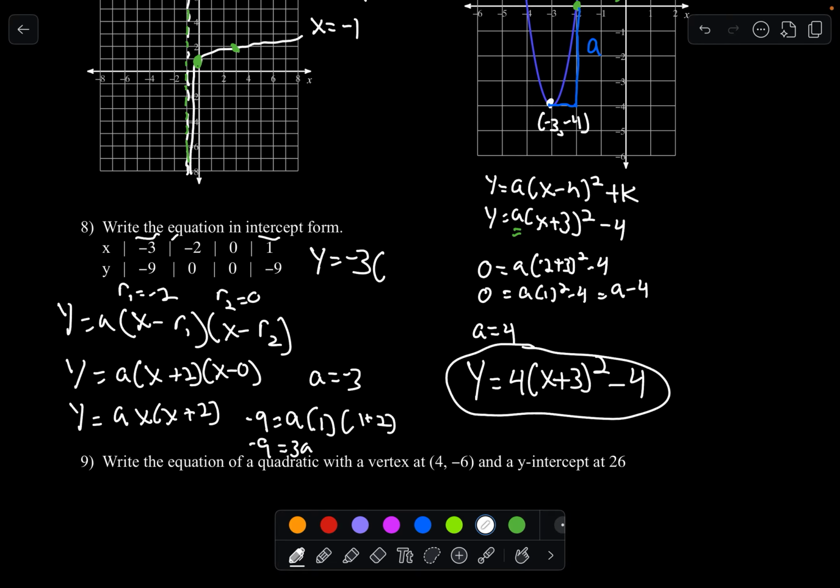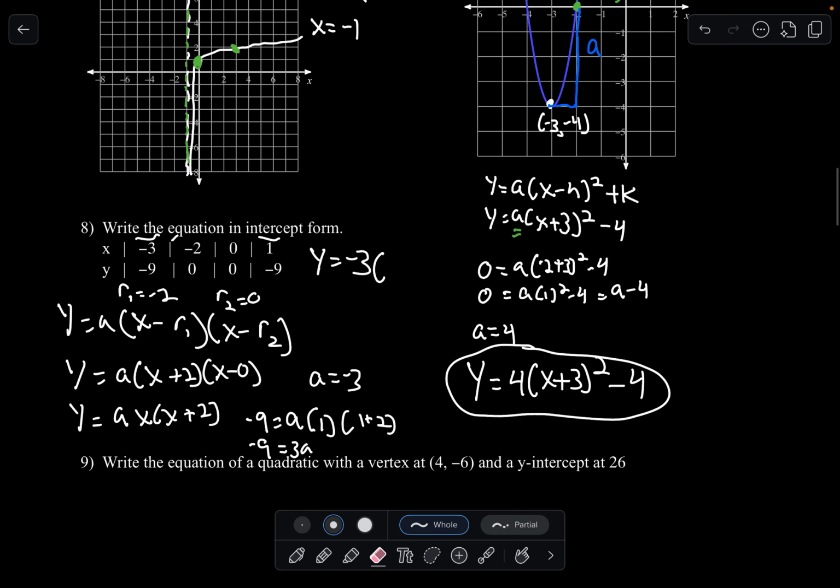Once we have a equals -3, we can write the equation. And this is what I'm looking for: y equals -3 times x times (x plus 2). And that's the equation that matches this data.